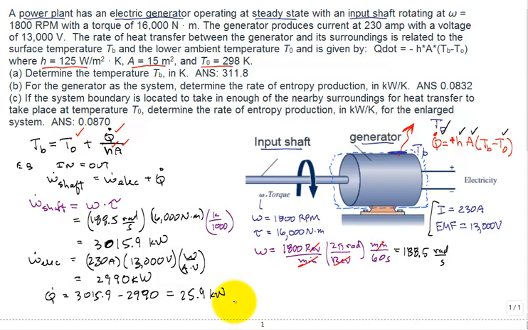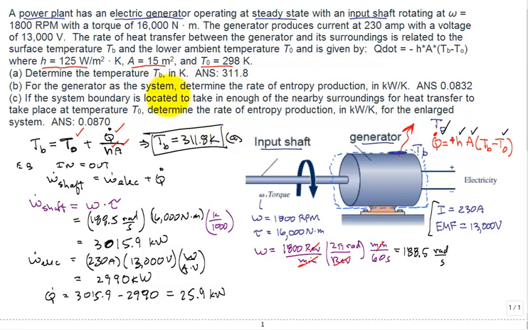And because I'm running out of space, I'm going to say that we're able to calculate the boundary temperature. Now, you just have to be careful here. This T naught is given to us at 298. This is a temperature change in Kelvin. And then you calculate TB is 311.8 Kelvin. That's the answer for part A.